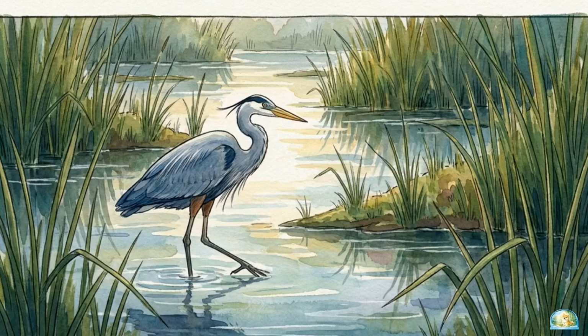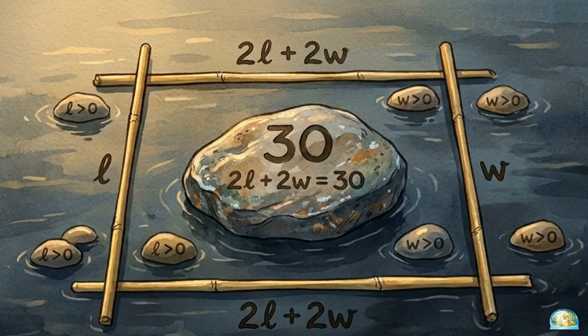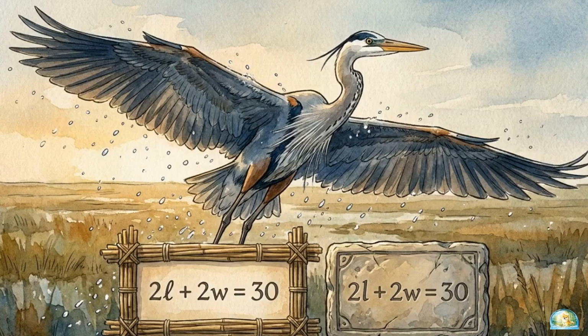A rectangle has perimeter 30 units. Write an equation relating its positive length L and positive width W. Because L and W are side lengths, L greater than 0 and W greater than 0. Perimeter of a rectangle is 2L plus 2W. The total perimeter is fixed at 30, so the equation is 2L plus 2W equals 30. A correct relation is 2L plus 2W equals 30, with L greater than 0 and W greater than 0.